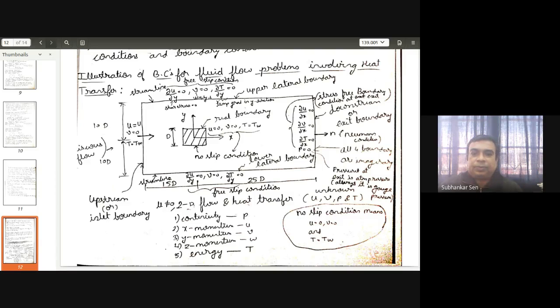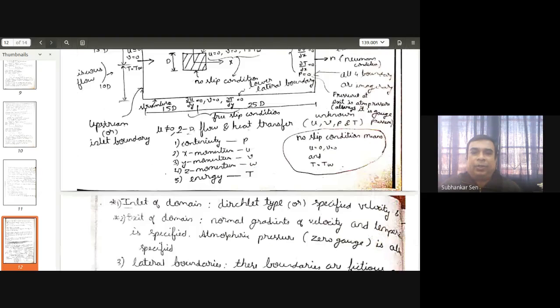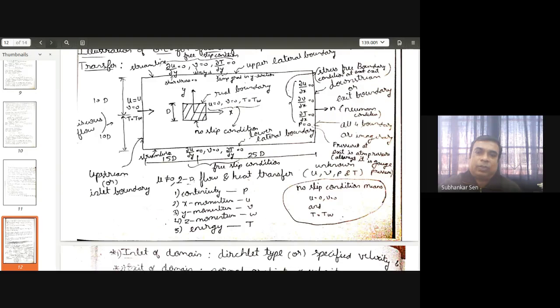Now, if we summarize the governing equations, we have 5 equations for this particular problem. There is one continuity equation, one x momentum equation, one y momentum equation, one z momentum equation, and finally the energy equation. There are 5 equations. We can calculate 5 unknowns. Momentum equations will give you the velocity components. Continuity equation will give you the pressure, and energy equation will give you the temperature.